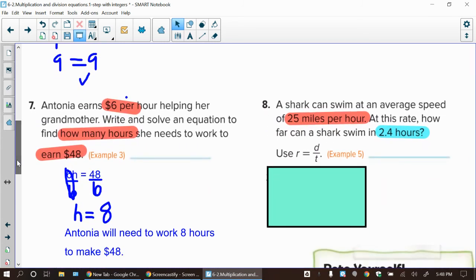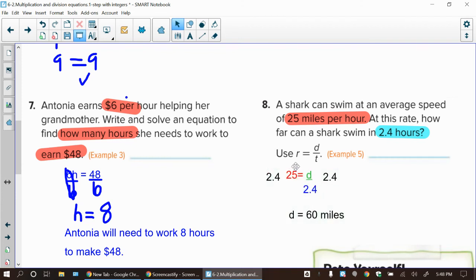Number 8, another word problem. A shark can swim at an average speed of 25 miles per hour. At this rate, how far can a shark swim in 2 4/10 hours? So they said use rate equals distance divided by time. Okay, our rate is the 25 miles, so that replaces my R, and our time is the 2 4/10 hours.